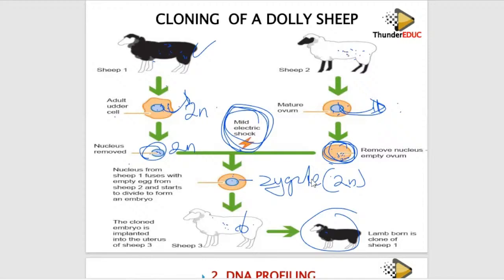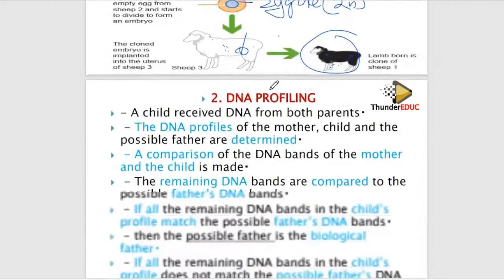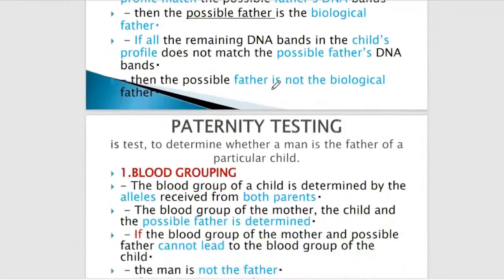So which method do we use? Mild electric shock. And which of these two sheep will this one resemble? Sheep 1. Give a reason for your answer: because we used its nucleus, or the genetic material, to produce the sheep. So when they ask you such questions, they're not that difficult. You'll be able to answer and get it right.